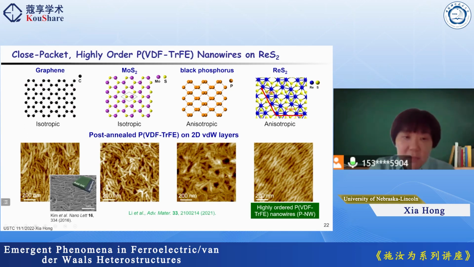This result on graphene was also previously observed. So maybe it's the anisotropic structure of the van der Waals material that drives this directional growth of nanowires. So we also tried black phosphorus. Surprisingly, no, we still see this kind of rice structure that is randomly oriented, and we see larger voids. Only on rhenium disulfide do we see highly ordered PVDF nanowires that are well aligned and close packed.